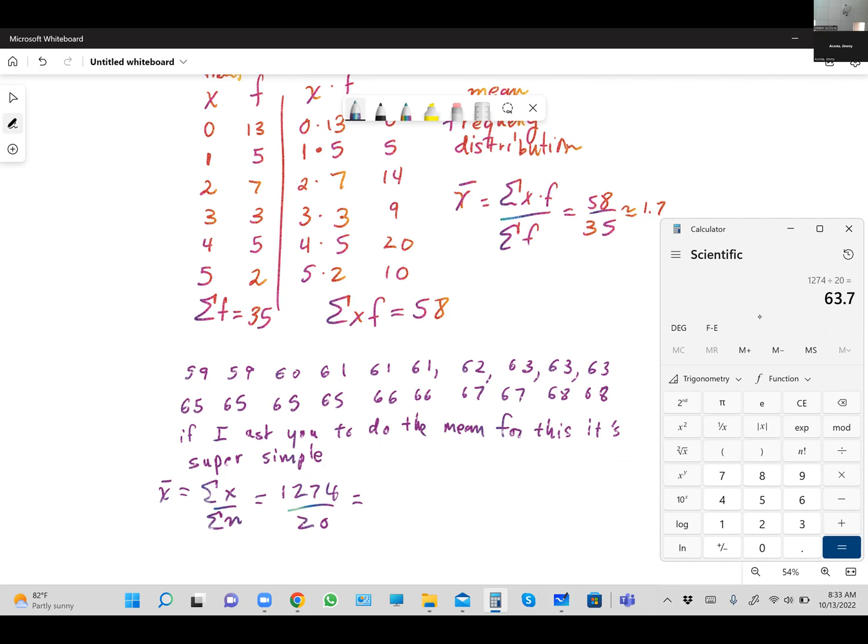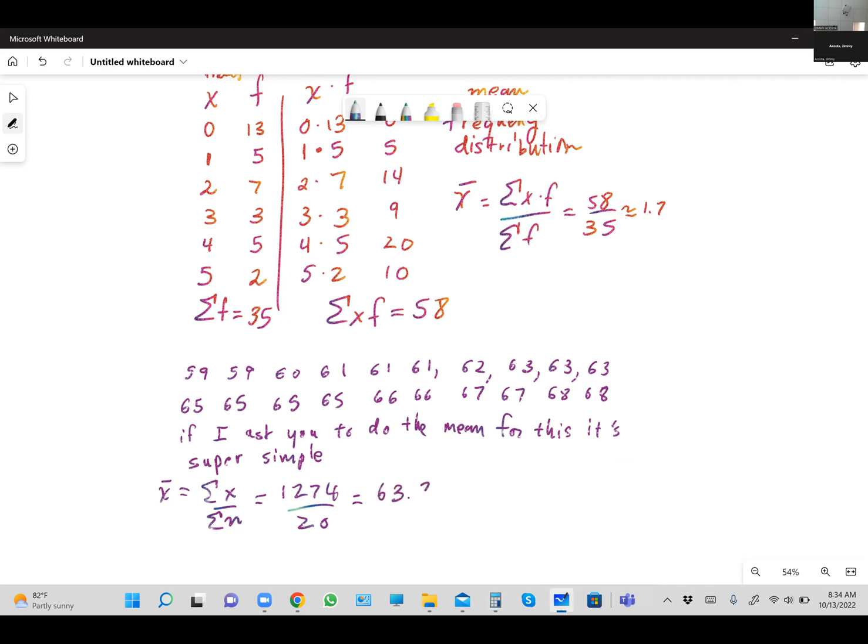59 plus 59 plus 60 plus 61 plus 61 plus 61 plus 62 plus 63 plus 63 plus 63 plus 65 plus 65 plus 65 plus 65 plus 66 plus 66 plus 67 plus 67 plus 68 plus 68. I'm getting 1,274 divided by 20. That's 63.7. That feels a lot better. Feels like it's a good number. All right, fine. Easy, right?